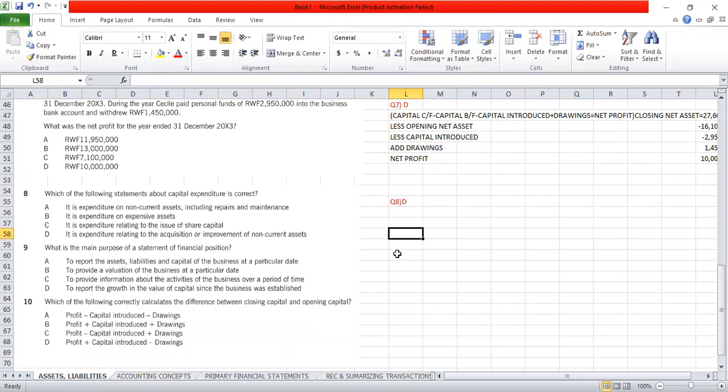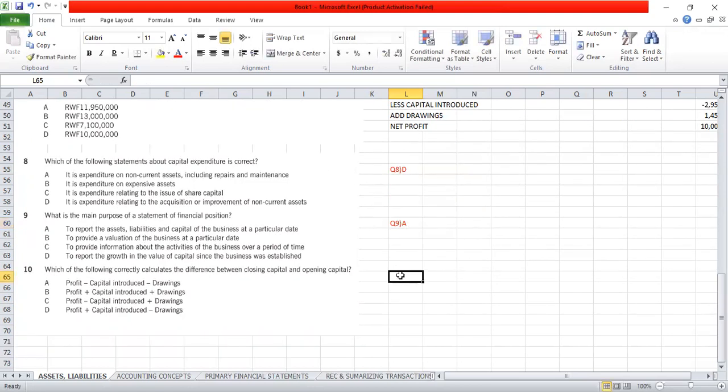Question number 9. What is the main purpose of statement of financial position? To report the asset, liability, and the capital of the businesses at a particular date. Yes. To provide evaluations of the businesses at a particular date. No. To provide information, but we have got the answer, which is A. Don't waste the time by reading unnecessary answers.